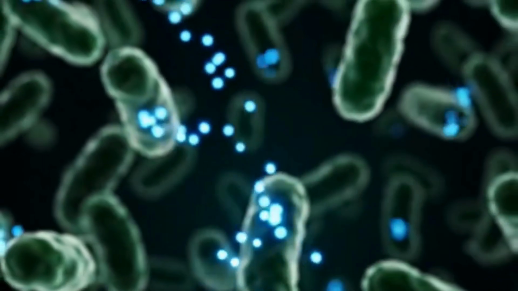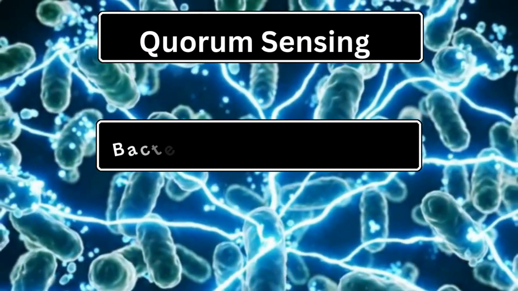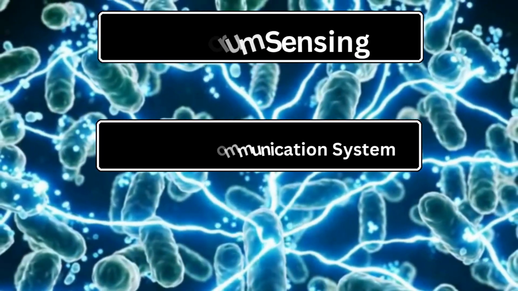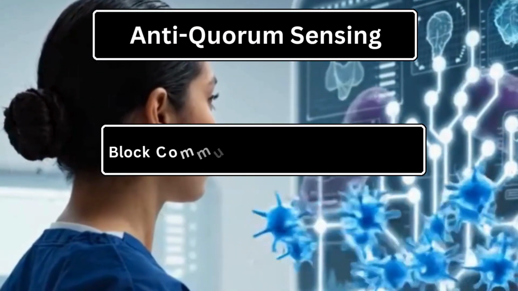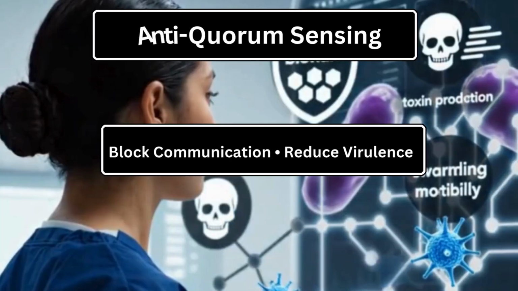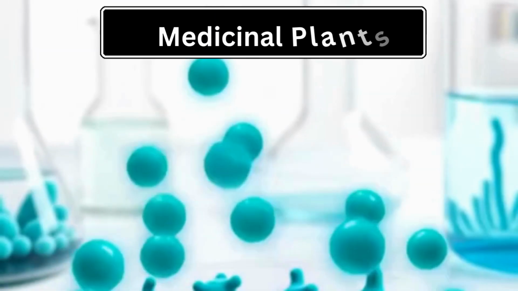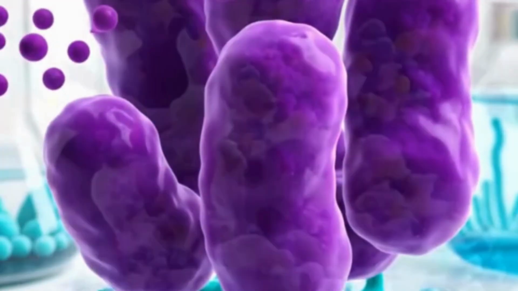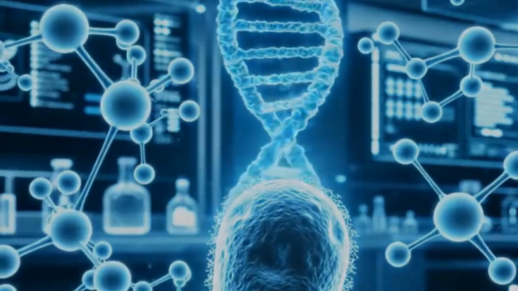In Part 3, we'll explore the fascinating world of quorum sensing, the language bacteria use to communicate, coordinate, and launch infections. You'll discover how scientists are developing anti-quorum sensing therapies that block these communication signals, preventing bacteria from coordinating their attack. We'll also explore promising natural anti-quorum sensing compounds from medicinal plants and rare actinobacteria that could help disarm pathogens without promoting resistance. If you're curious about the future of antimicrobial therapy, don't miss Part 3.